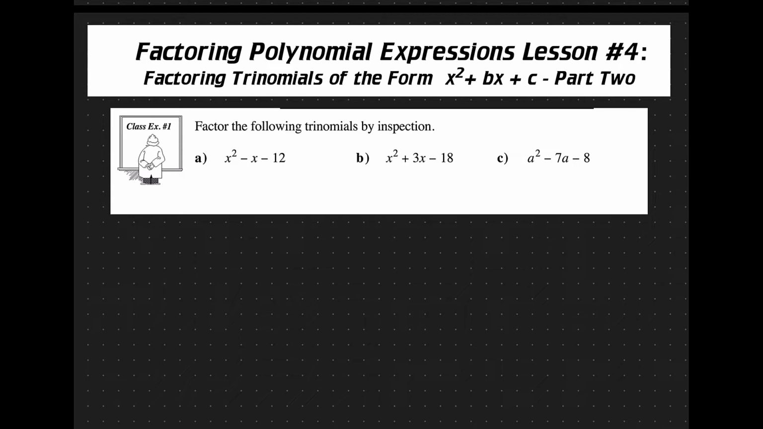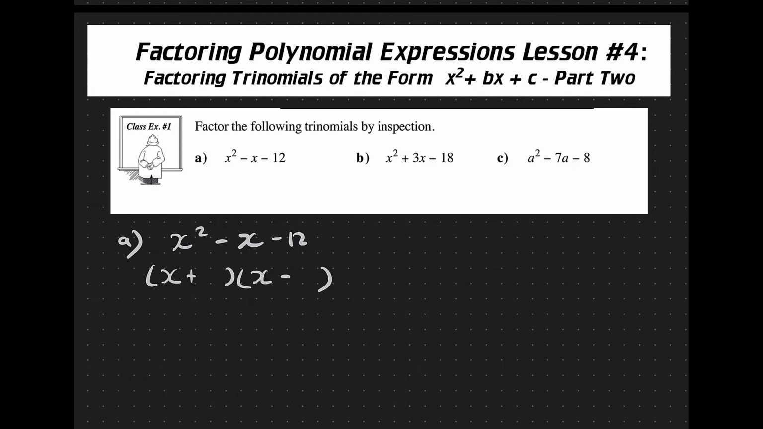Okay, so let's start. First of all, we've got x squared minus x minus 12. Example A, we know we're going to be forming two binomials. We know it's going to be x and x. And what does this sign tell me right here? It tells me that the two signs are different, so plus and minus.